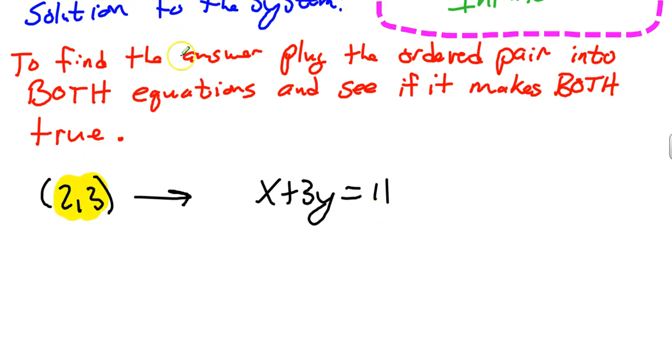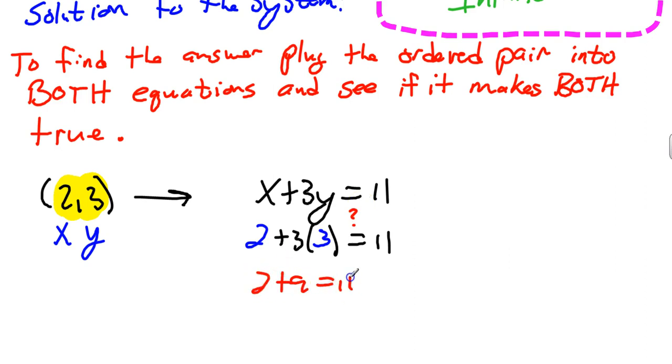Okay, so take these two values we have here and plug them in for x and y. If we do that, you get 2 and 3 here. Really the question you're asking is, if I plug those numbers in, does it actually equal 11? Well, that's 2 plus 9, that does equal 11, right? Okay, so far, so good. That made the first equation true, and now we're going to the second part.